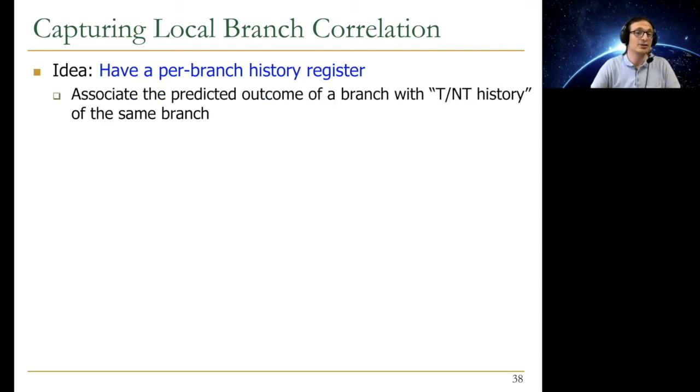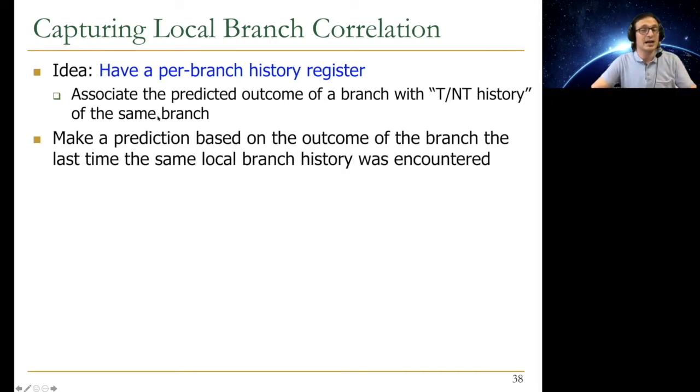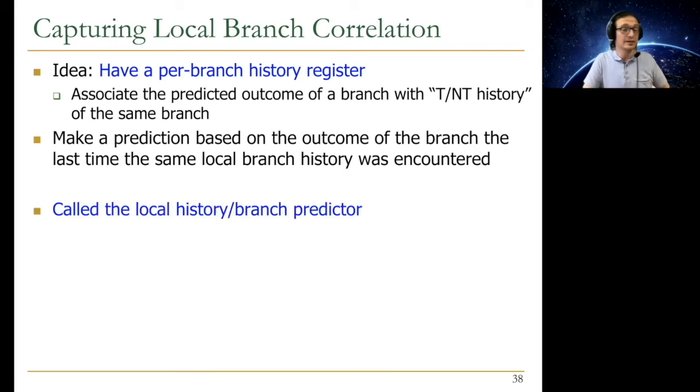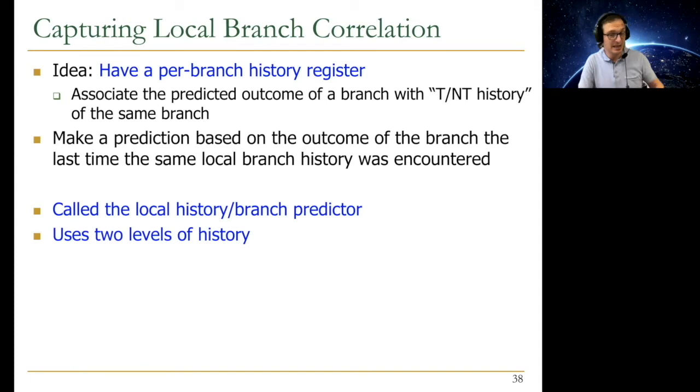So basically, we associate the predicted outcome of a branch with the taken, not taken history of the same branch, and make a prediction based on the outcome of the branch the last time the same local branch history was encountered for that branch. This is called the local history or local branch predictor. It still uses 2 levels of history, different from the n-bit counter predictor.